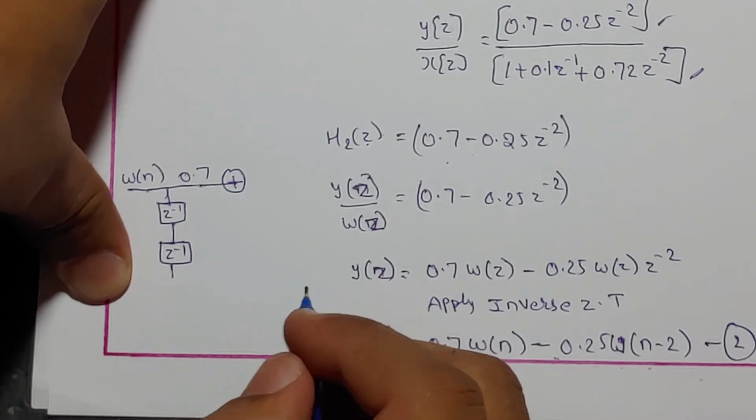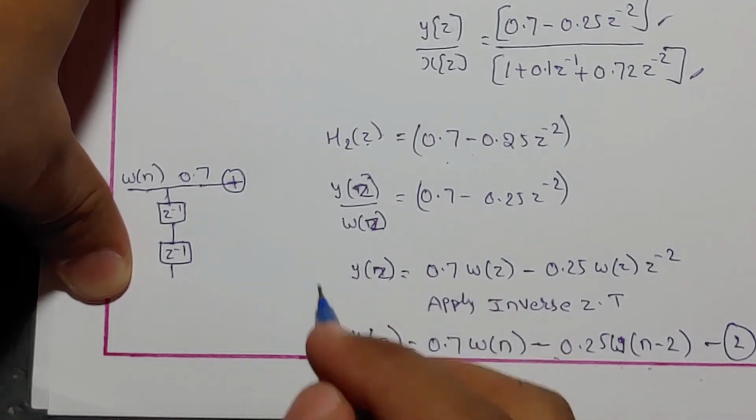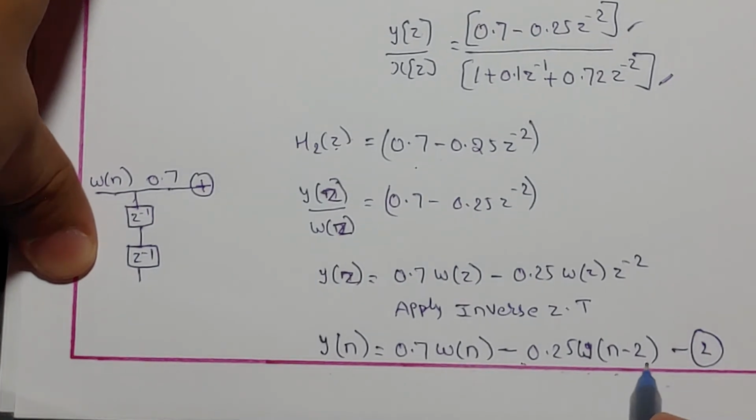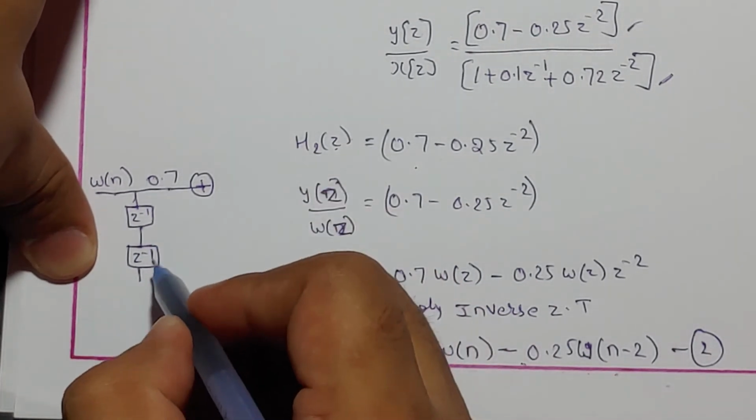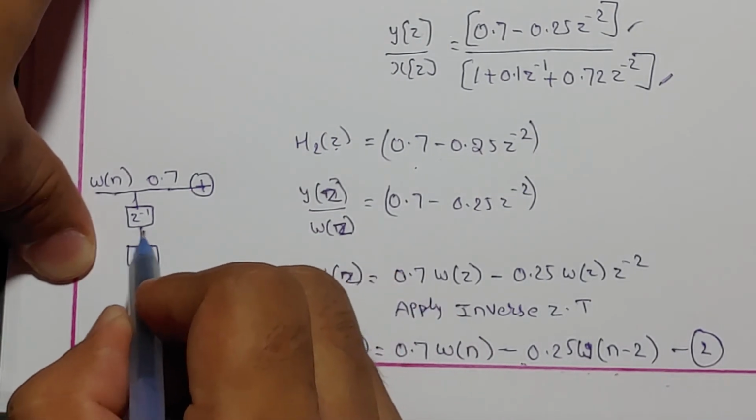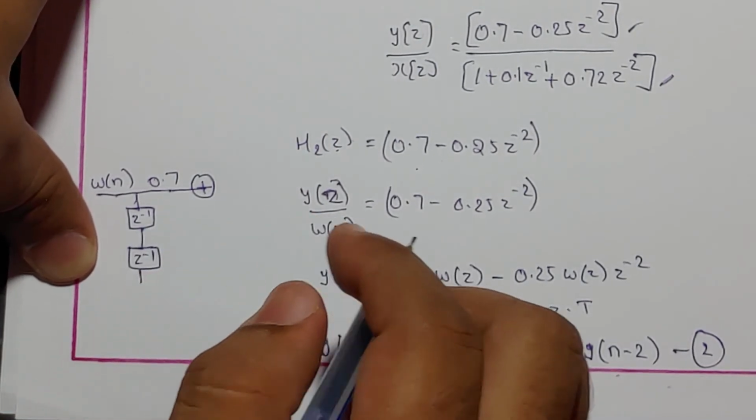Please make sure that by using delay elements you can take only one delay at a time. For z power minus 2 or n minus 2 you should take 2 delays. For n minus 3 you should take 3 delays. Don't ever take z power minus 3 and minus 2 like that.